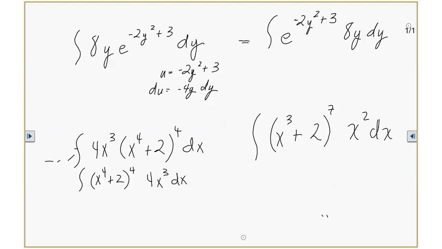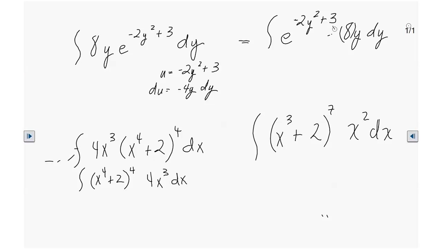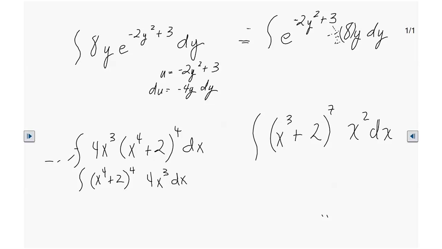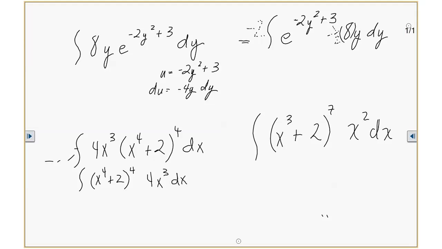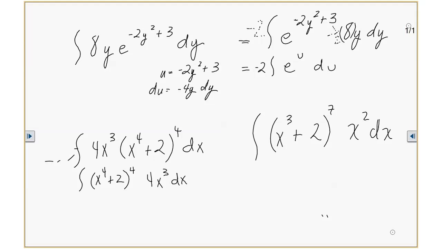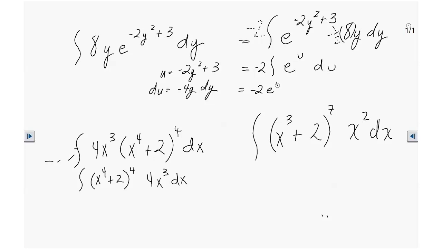Okay, what do we have? We have 8y dy. So we got to multiply by something. We got to make that 8 into a negative 4. So how do we do that? Multiply this by negative 1 over what? 2. If I put a negative 1 over 2 in there, I've got to put a negative 2 out here. So now I have negative 2 times the antiderivative of e to the u d what? And what is the antiderivative of e to the x or e to the u? E to the u. So our final answer is negative 2 e to the u plus c.